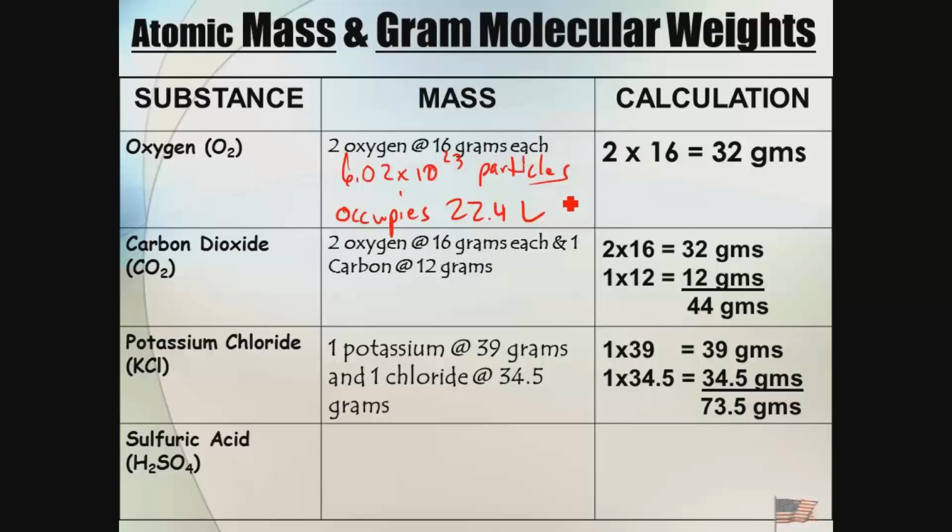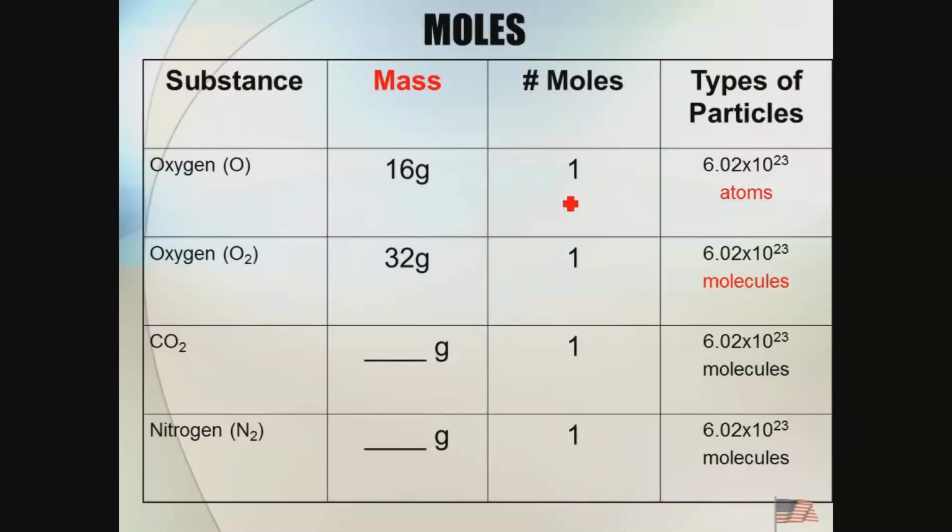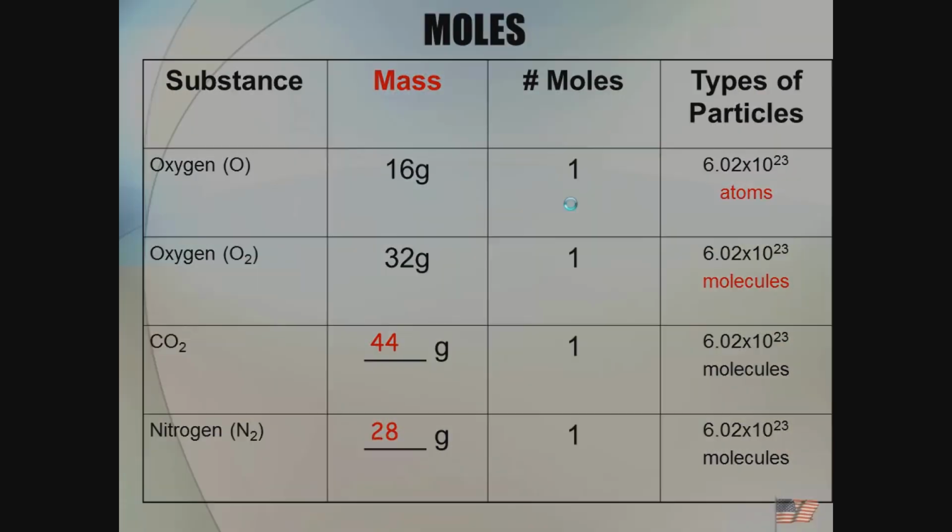What about sulfuric acid? What are my elements? 2 hydrogen, a sulfur, 4 oxygen. Add them all up. 1 mole of sulfuric acid has a mass of 98 grams. It also has 6.02 times 10 to the 23rd particles. The volume it occupies will be different because it's not a gas. And we already went through these two. Okay, so that's how you determine the mass of a mole of a substance.